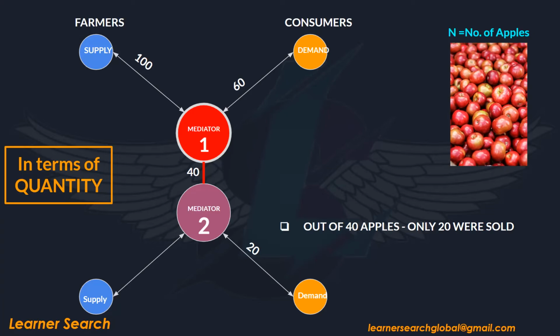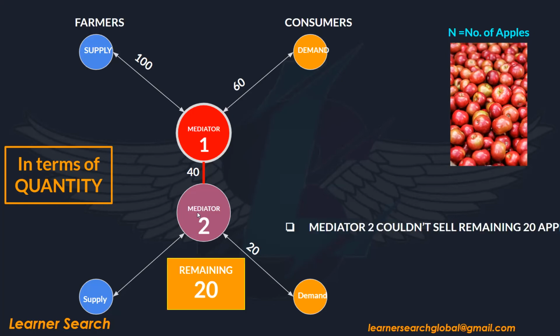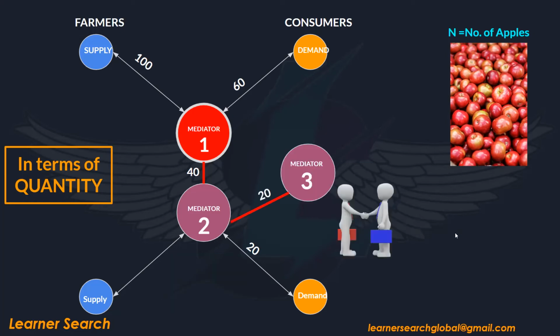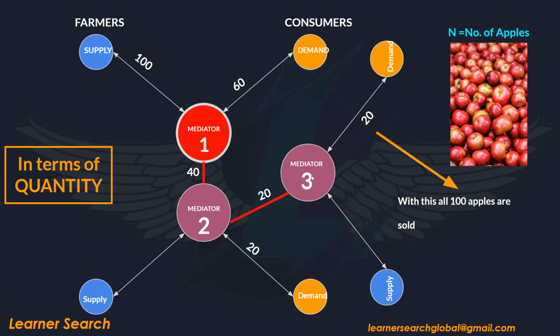He can sell only 20. What happened in this case? Even mediator 2 has a supplier as well as demand, supply and demand. So out of 40, he is able to sell only 20. Now the 20 go unsold. So what he does exactly, with the remaining 20, mediator 2 could not sell the remaining 20 apples, and what he does is he can go to the other mediator, mediator 3.